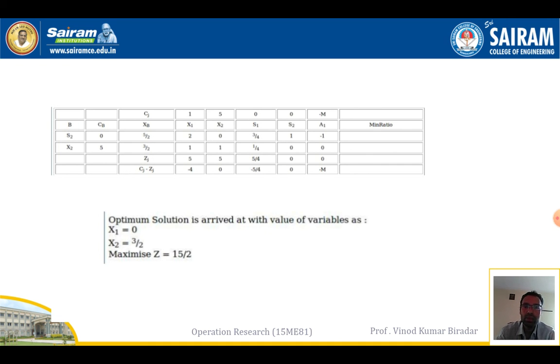Solve this table, same as what we did in the previous ones. Same procedure you follow. So finally you will get cj minus zj values all 0 or negative. You check here: minus 4, 0, minus 5 by 4, 0, minus m, all values are negative or 0. So stop here, the solution is optimal, and the answer is x2 equals 3 by 2, and x1 is not there, so write 0. At this stage the solution is optimal, and the maximization value is 15 by 2. So here I wrote 15 by 2. Same formula used, you will get 15 by 4.